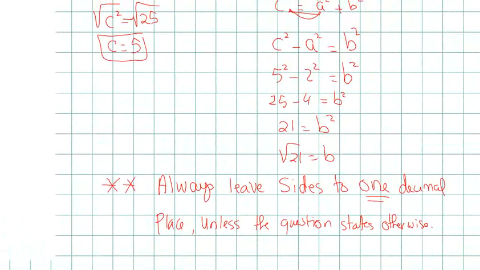Now, regarding square root, yes, the opposite of square is square root. That's right. It's like the opposite of multiplication is division, right?